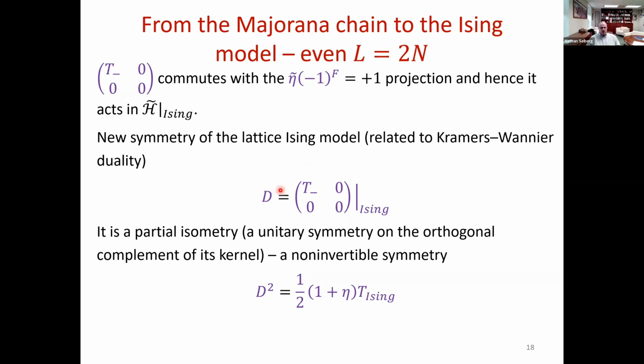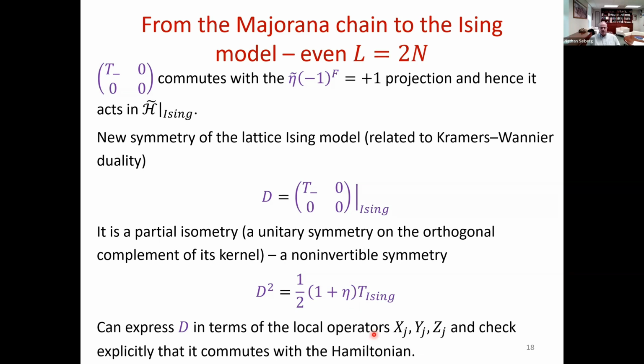We can square this transformation. So we said already that while T with T plus here is not a symmetry, its square is a symmetry, and that's Ising translation. So when we square this guy, we find Ising translation times a projection operator. Finally, we can express D in terms of the operators X, Y, and Z, and check all these statements explicitly.